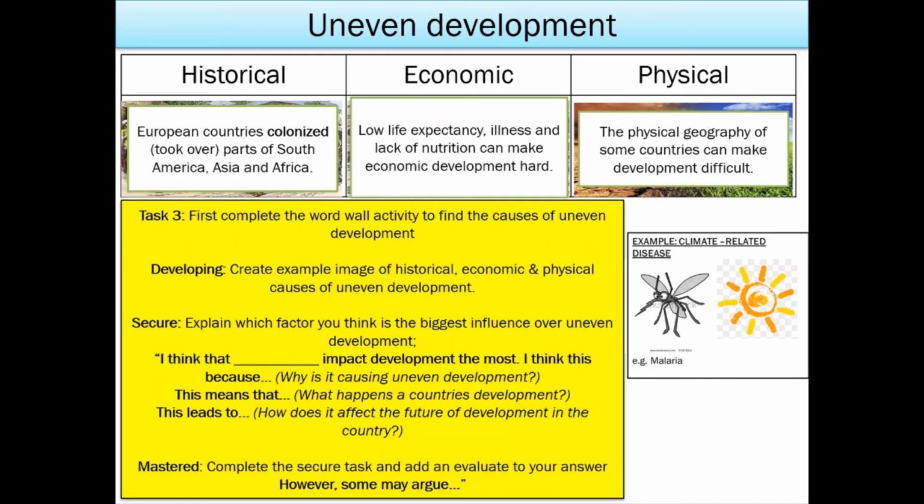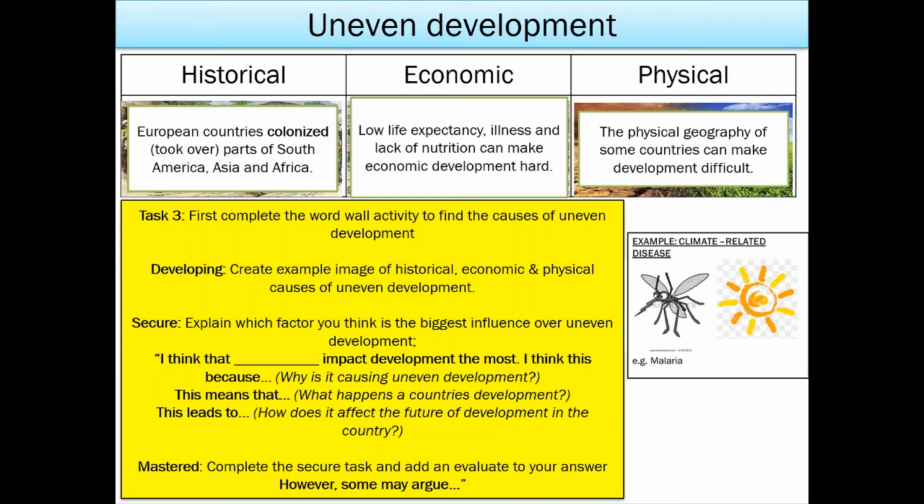For secured, I then want you to explain which factor you think is the biggest influence on uneven development. And I've got sentence starters there. I think that historical factors impact development the most. I think this because... So why do you think that is the case? This means that what's happened to the country's development, why has it stopped the country from developing, and this leads to what's going to happen in the future.